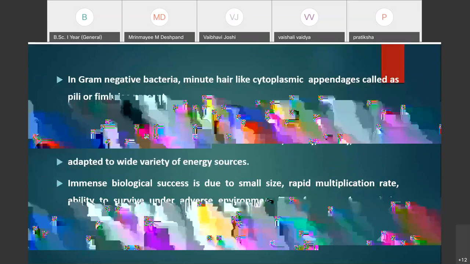That is all about the general characters of the bacteria.